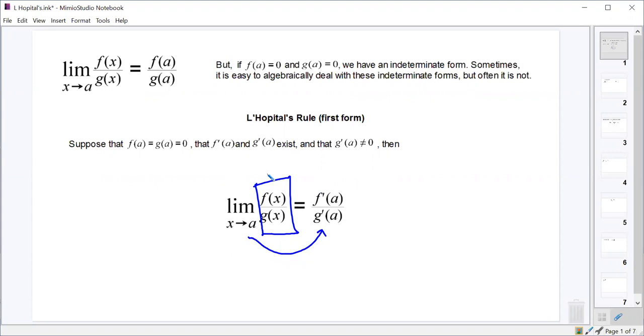Does it work on non-indeterminate forms? Like if you can determine it and you use it, will it give you the wrong answer? If you use it on something that is not indeterminate, it will not work and you will get the wrong answer. So this is only good for 0 over 0. For right now, I'm going to extend it to one other case later today. But right now, it's only good for 0 over 0.